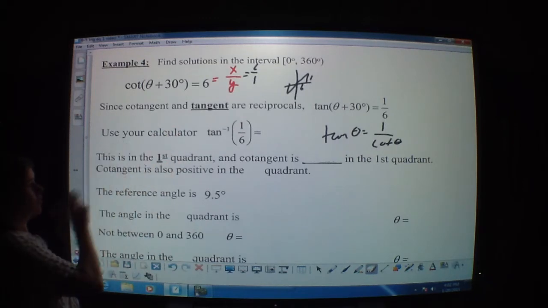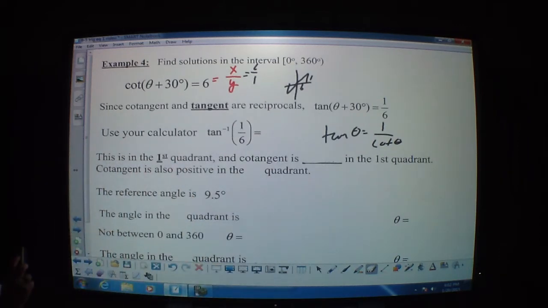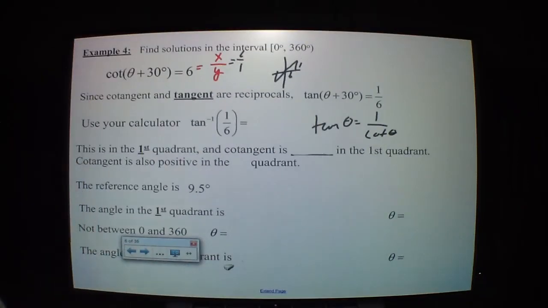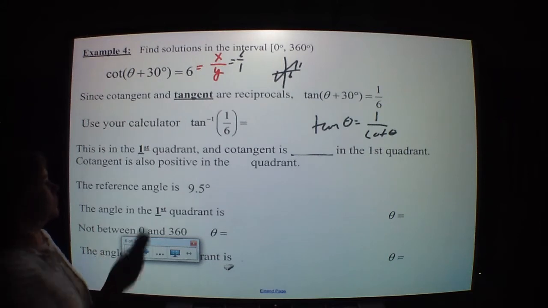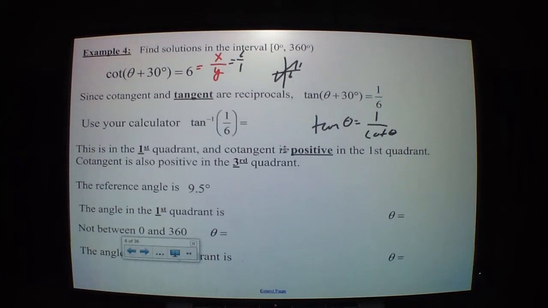I'm in quadrant 1 and also quadrant 3, and I don't know if I wrote it here. In the first quadrant, I don't think I wrote it here. But I'm in quadrant 1 and I'm also in quadrant 3. Okay, so in quadrant 1, my angle is 9.5. In quadrant 3, my reference angle is 9.5, so I have to do 180 plus 9.5.